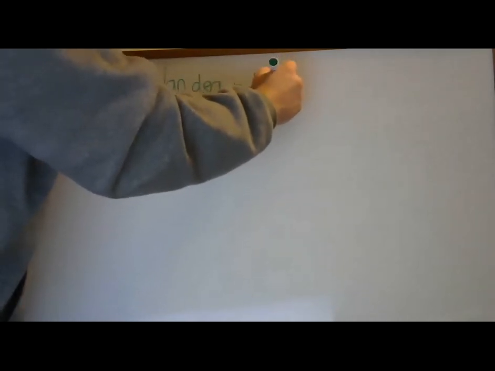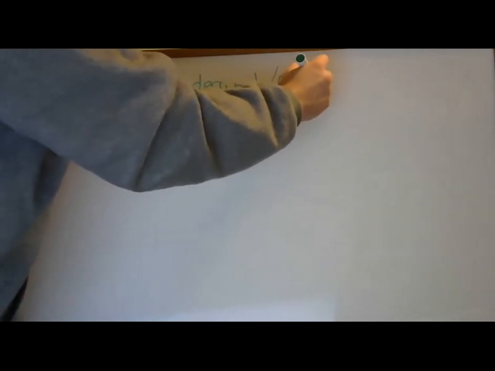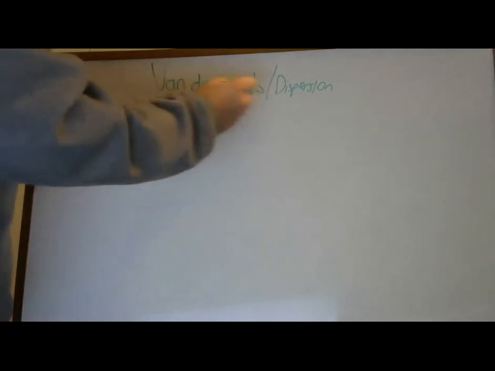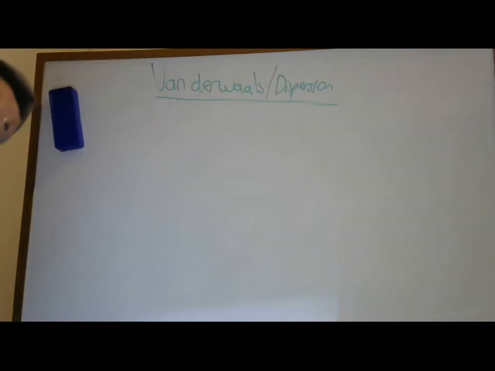So, forces between the molecules. We have three. We have dispersion forces, or van der Waals, depending on where in the world you are. These are the weakest forces, and they are not between the atoms in a molecule. They are forces between the molecules. They are intermolecular, not intramolecular.